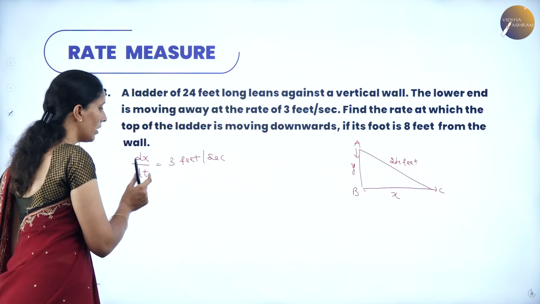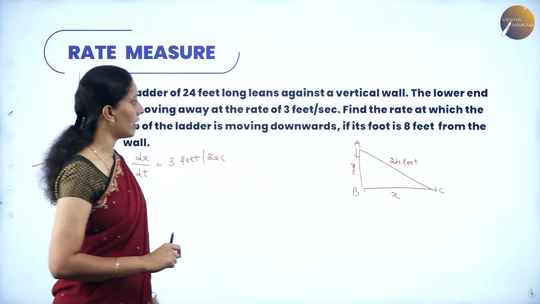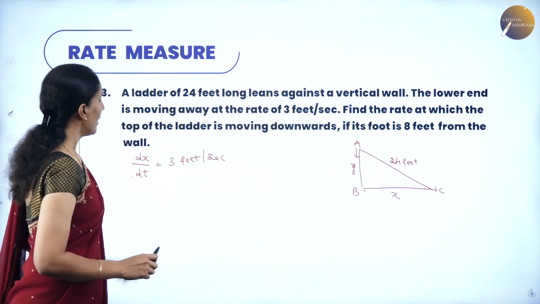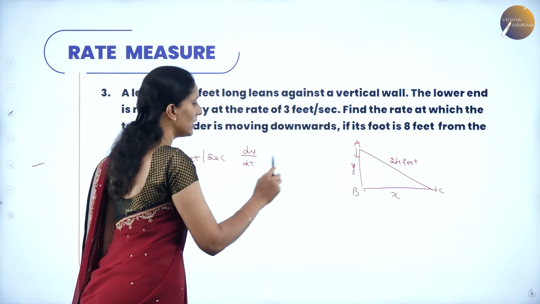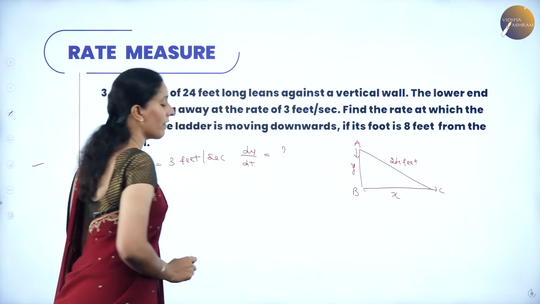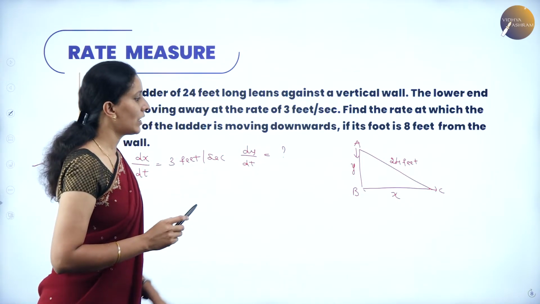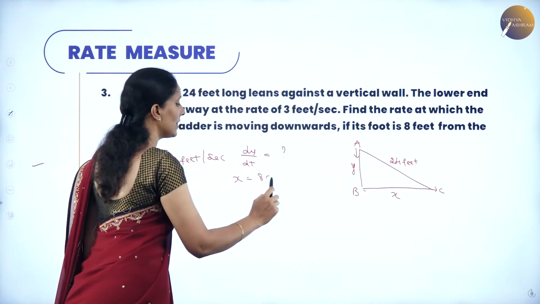Remember here also it is given in terms of seconds, so therefore we are differentiating with respect to t only. And we have to find the rate of change of the top of the ladder. So this top of the ladder is moving downwards, so we have to find at what rate it is moving downwards whenever x is equal to 8 centimeter.